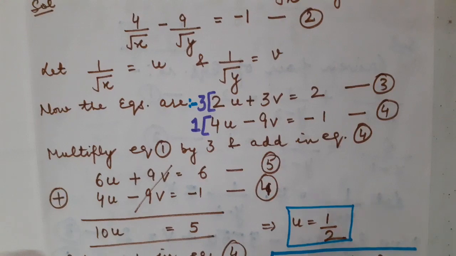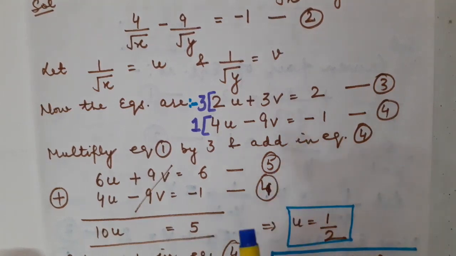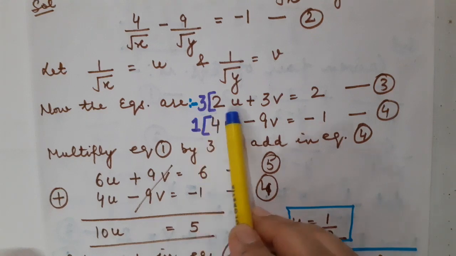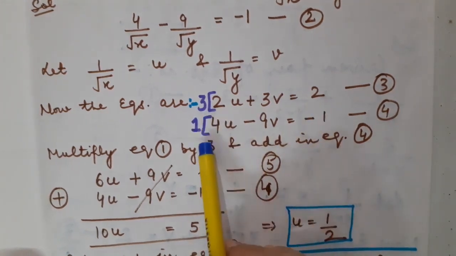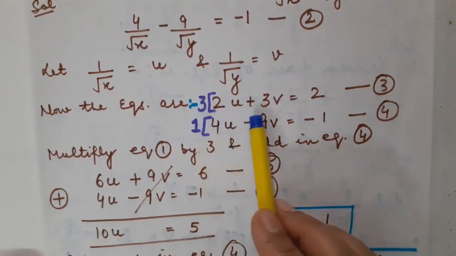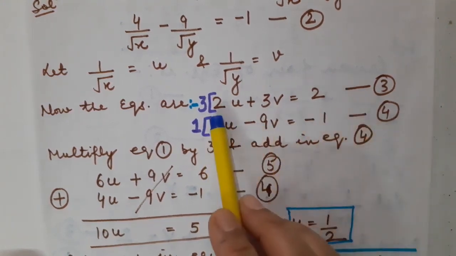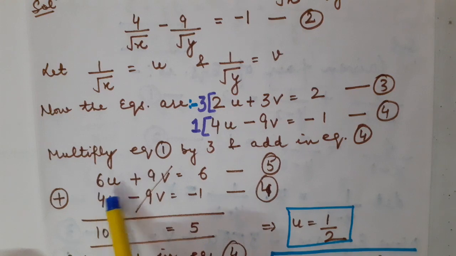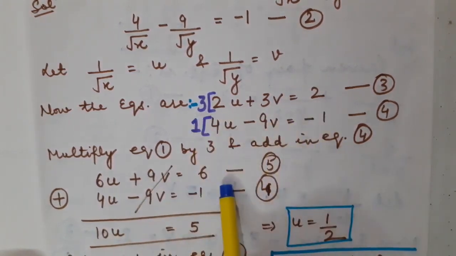So what is to be done? Here I am going to adopt the elimination method. For elimination, children, you know I have to eliminate one of the two variables. So what I did, I am going to multiply equation number 3 by 3 and equation number 4 by 1. Why am I doing so? Because if I multiply the complete equation by 3, see what I will get. I will get 6u plus 9v is equal to 3, 2 threes are 6.